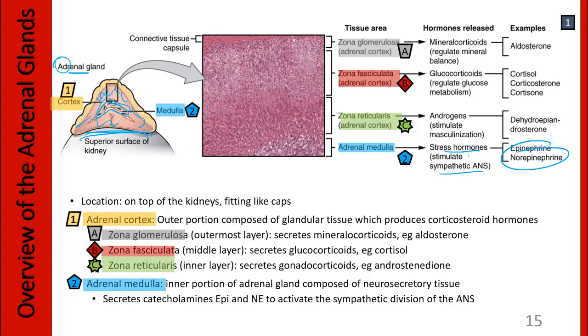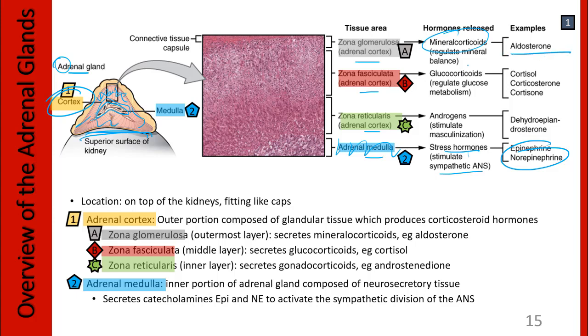The outer portion of the adrenal gland is called the adrenal cortex, and you can see here that it can be split up into three areas. So there's the zona glomerulosa, the zona fasciculata, and the zona reticularis. And each of these different zones produce different types of hormones. So the more superficial zone, the zona glomerulosa, produces mineralocorticoids. An example of a mineralocorticoid is aldosterone.